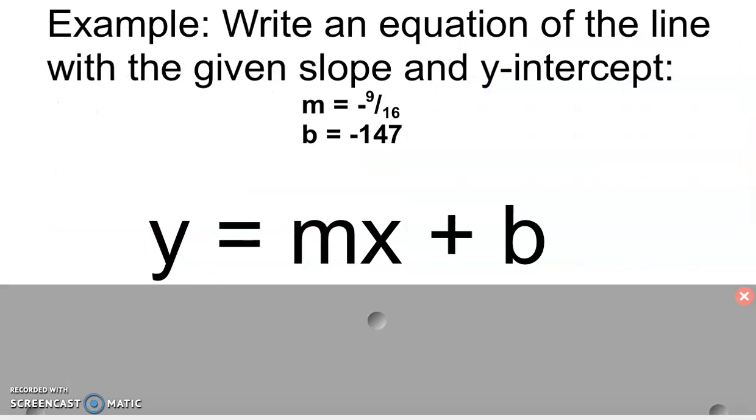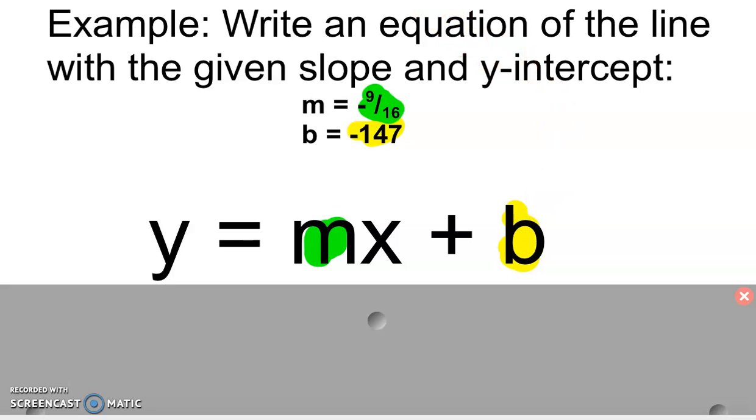So let's take a look at where we'll actually do this. We'll actually take a slope and a y-intercept and put it into an equation. So the problem here is write an equation of a line with a given slope and y-intercept. So m is negative 9/16, that's our slope, and our b is negative 147. So in this case, my m is negative 9/16, and that's going to go in here for m, into that part. And my b is negative 147, and that's going to go in for this part. And all I do is I fill in my m and my b when I write an equation.